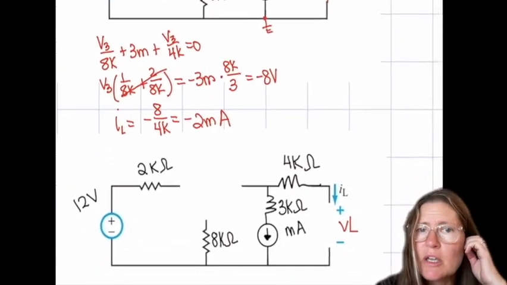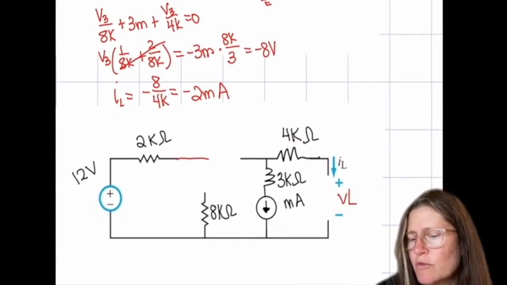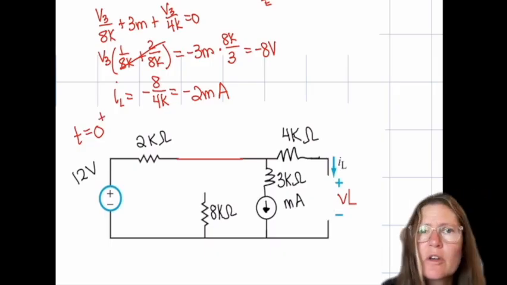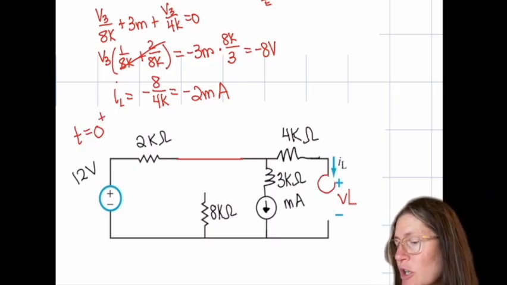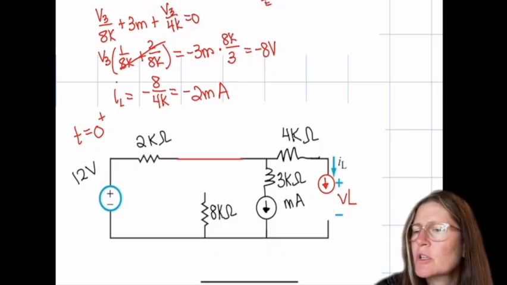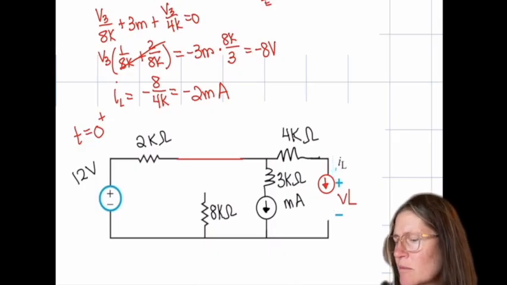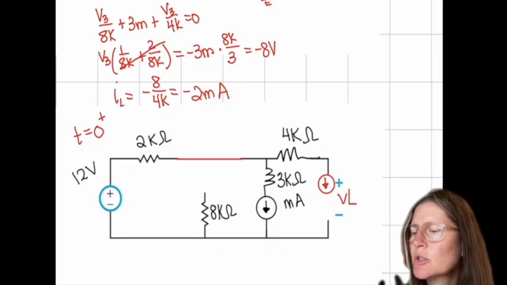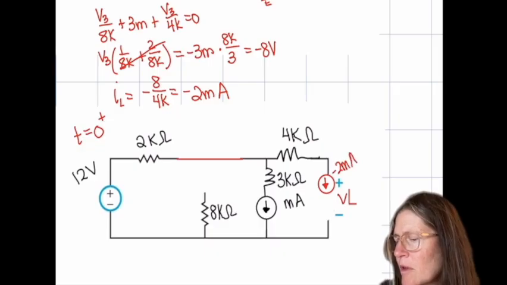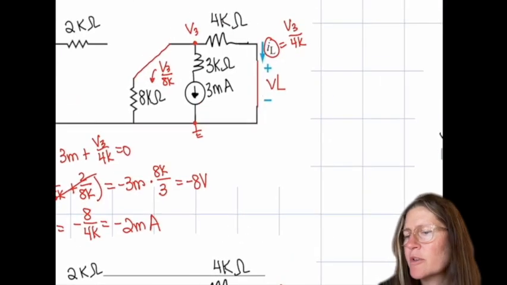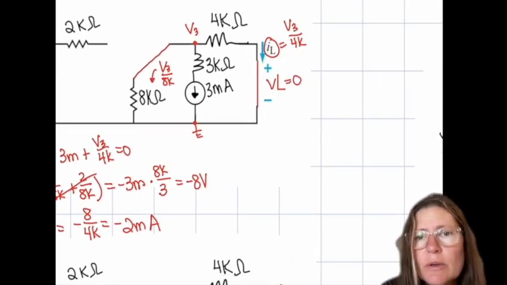So this is going to mean that when the switch moves to the new position, the current is going to stay the same through this. So this is going to be a minus 2 milli, as far as the current going through it. And here we see that this VL is going to be 0.